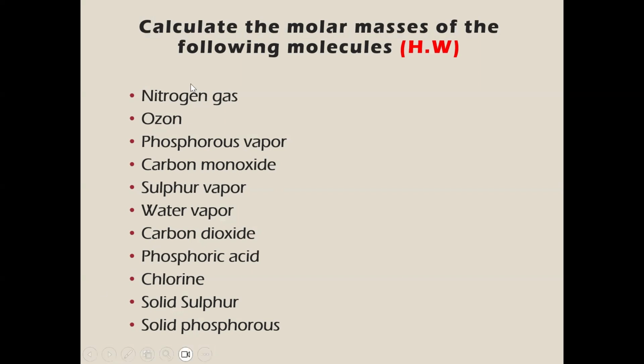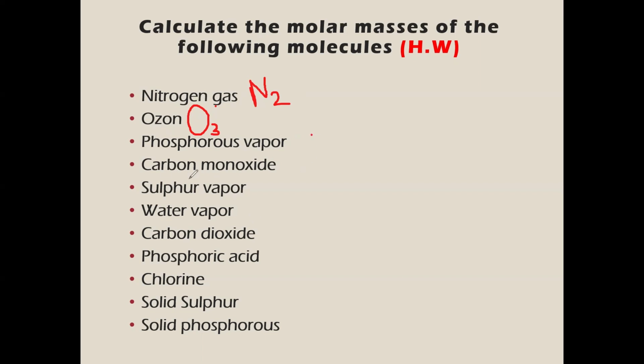So this is another homework, but it's challenging because I gave you the name of the compound. This exercise will bind the naming of the molecule with the mole, because you will need to work out the symbol before you calculate. Nitrogen gas, for example, is N2. Ozone is O3. Phosphorus vapor, you will find it in the previous table, the table I gave you at the beginning of the video, which is phosphorus gas.